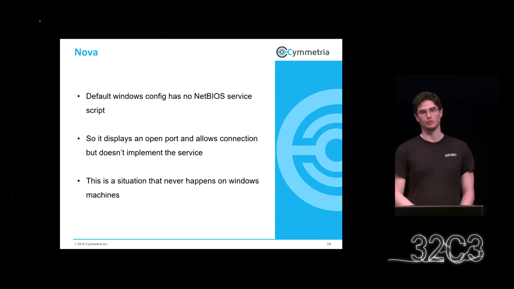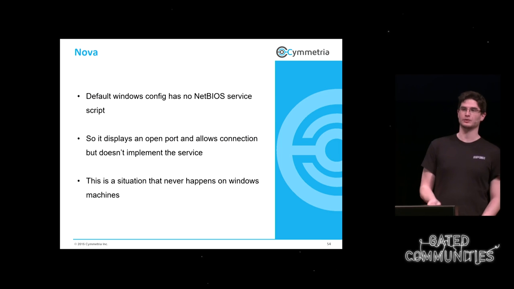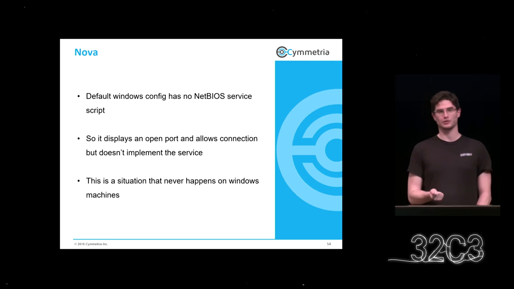The problem is, when you create a Windows machine, the default Windows config has no NetBIOS service script. Now, NetBIOS is a very old protocol which exists on every Windows machine, and there's a lot of usage in networks of Windows machines using NetBIOS for network discovery. So what Nova does in its default configuration is create an open port for NetBIOS and allow connections to it, but it doesn't implement the service at all. So there's this open port which you can talk to, but it never gives you any answer.